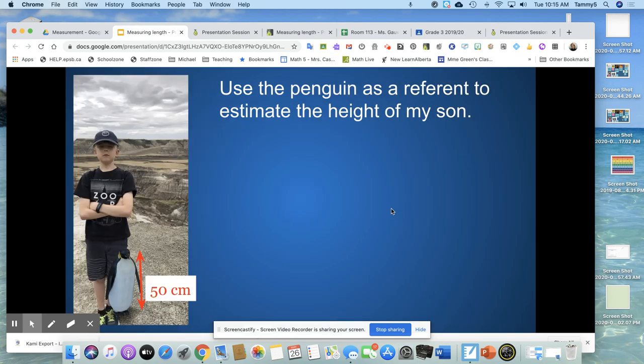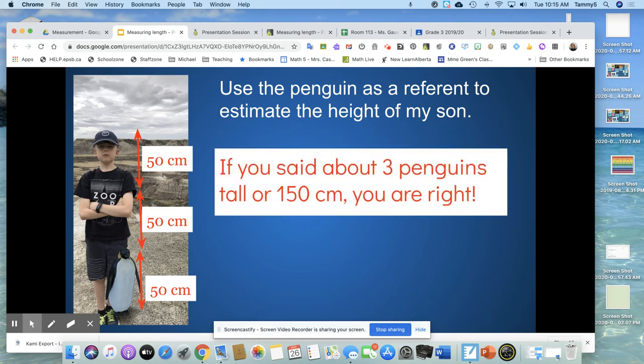You should be looking at that saying, well, I could probably fit about 3 penguins, or 50 times 3, or 50 plus 50 plus 50, which is 150 centimeters tall. Okay.